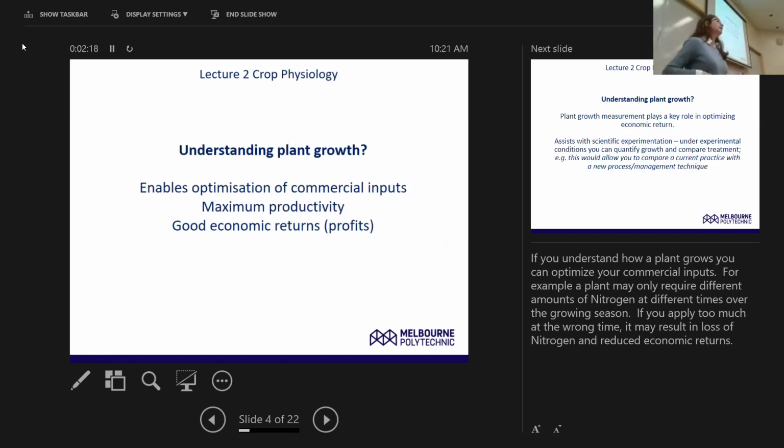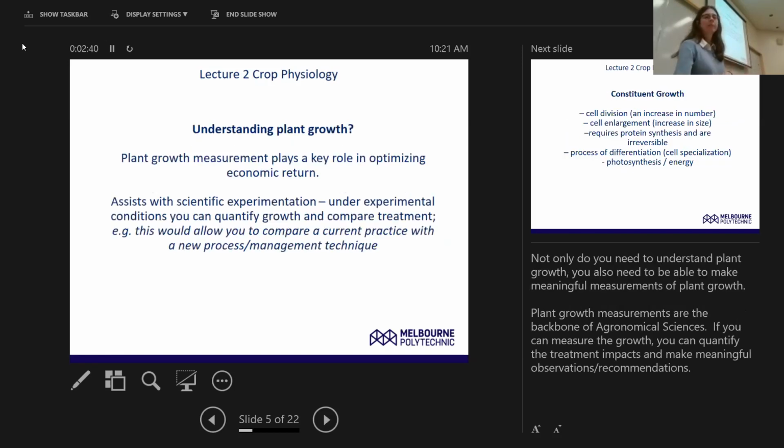So if we understand plant growth, we then have the potential to optimize our commercial inputs, and thus maximum productivity will hopefully be gained. And if we have maximum productivity and we've optimized our inputs, then we get the best economic return or profits that we can. So that's the aim of this, really.